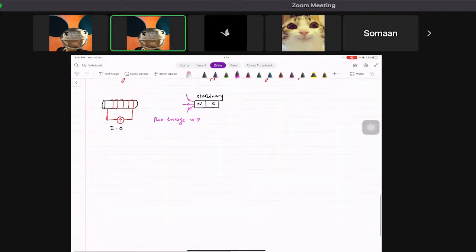Now what happened is that when the magnet, which was right here, really far away, started moving in this direction, what he observed was that suddenly there was a deflection in a particular direction, and now the current was not zero, right?